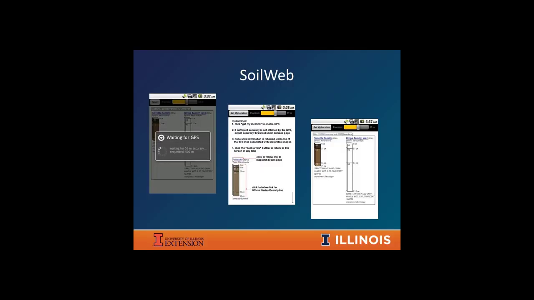Another one is Soil Web. We use this a lot because it uses the GPS on your device or phone, and it'll tell you the soil that you're standing on. So you can check where you're at and get the soil types, classifications, and other information right there, which is really nice if you just want to double-check what soil you're on. It's tied into NRCS's Soil Web and their digitizing of all their soil data. It's an easy way to use the GPS on your phone to find out what's right by you.